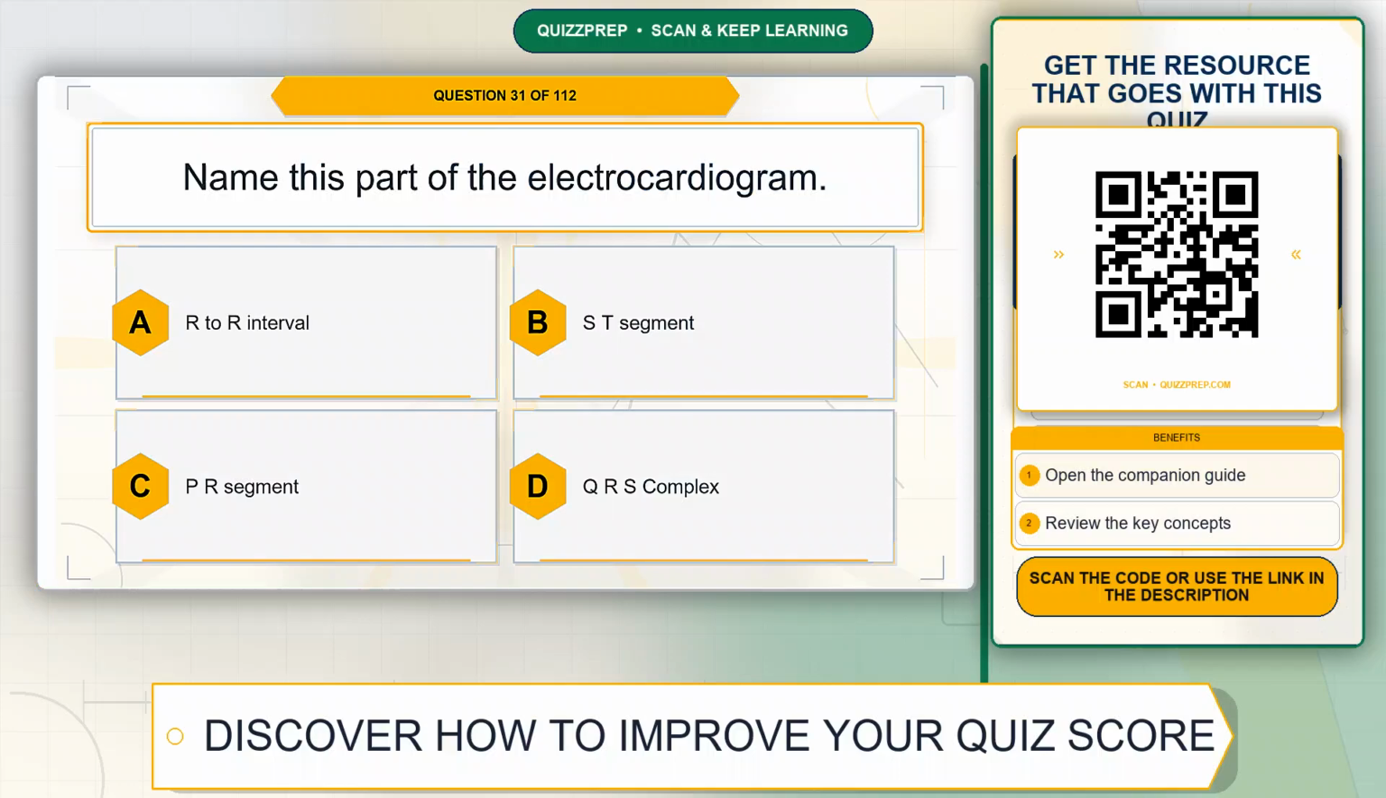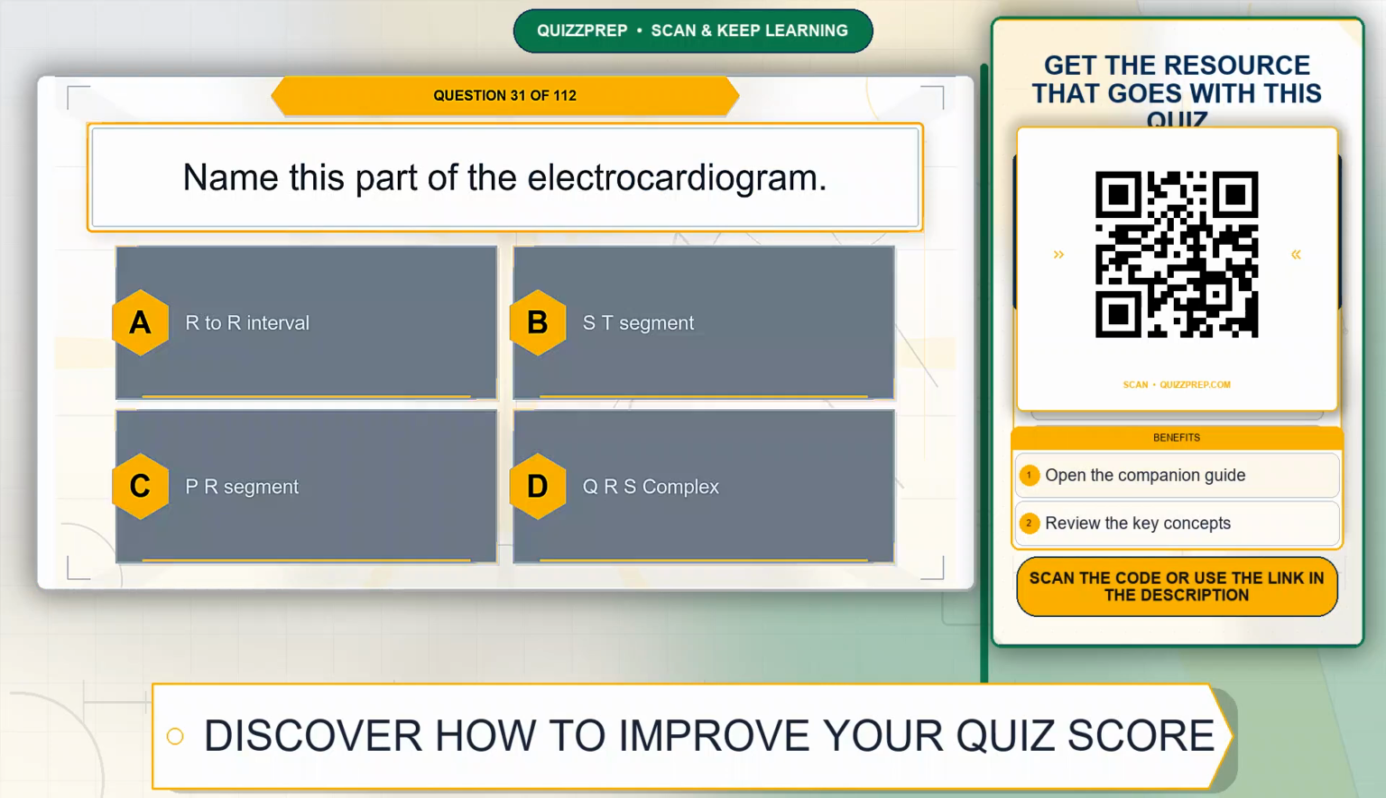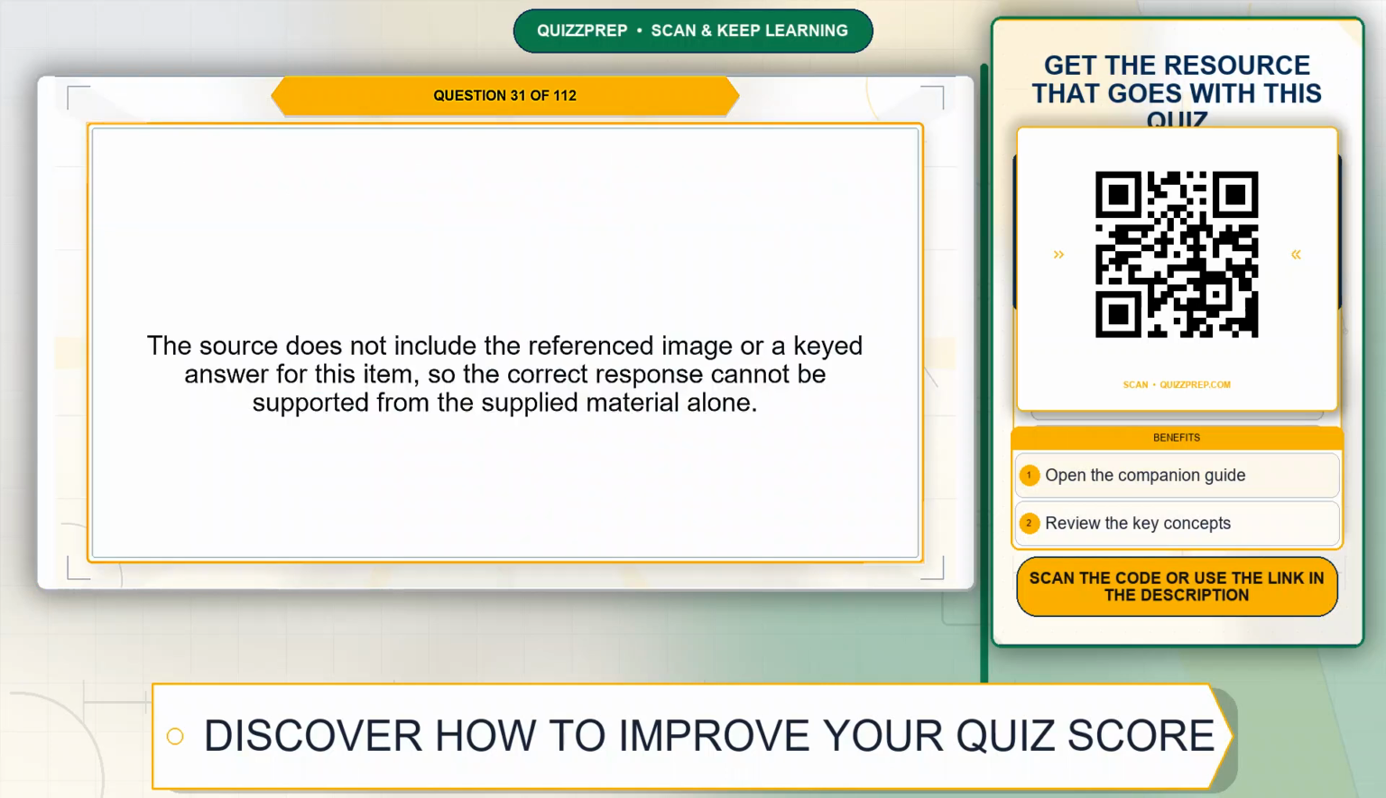Question 31. Name this part of the electrocardiogram. Option A, R2R interval. Option B, ST segment. Option C, PR segment. Option D, QRS complex. The correct answer is not shown. Explanation. The source does not include the referenced image or a keyed answer for this item, so the correct response cannot be supported from the supplied material alone.